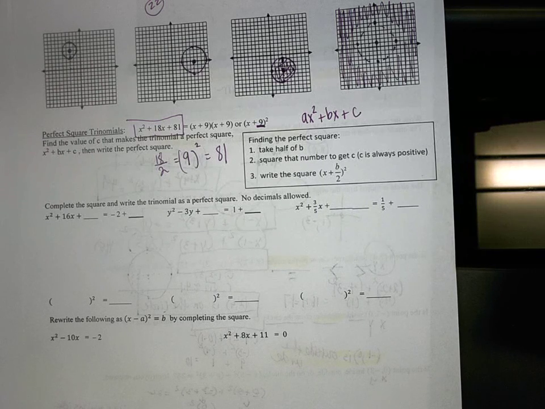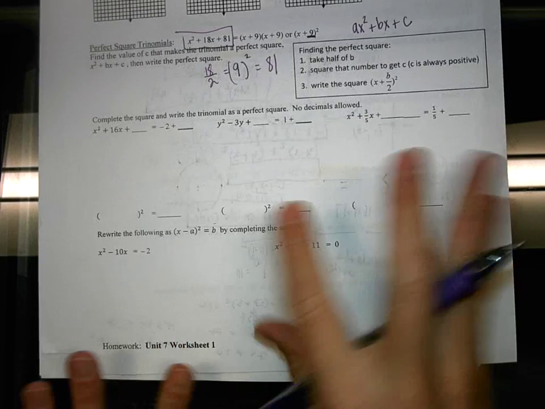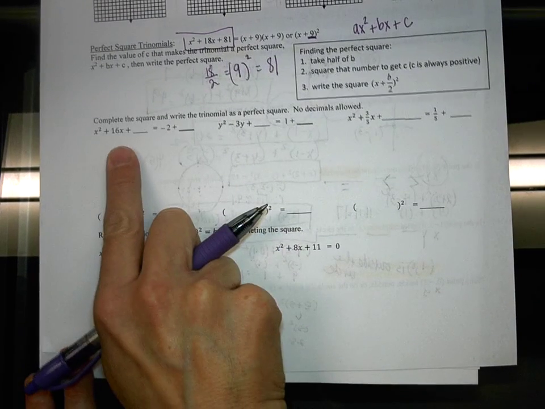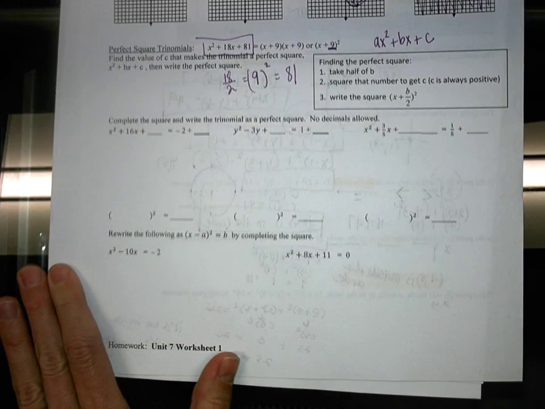Okay, so we're going to practice this where I think it'll make more sense, hopefully. So if we want to make a perfect square here with 16, oops, let me go bigger.